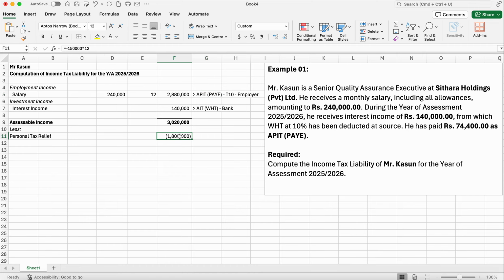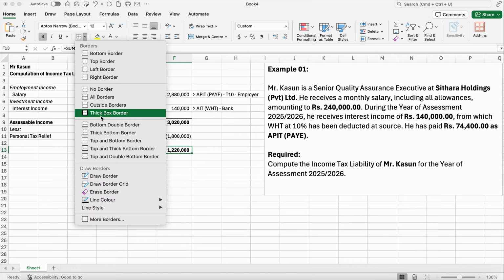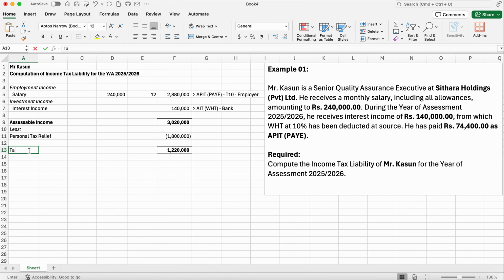After deducting the qualifying payment, the personal relief, we take the balance as taxable income. This is the amount you need to pay tax on. This is called taxable income. Once you calculate the taxable income, then you need to calculate the tax, so the tax calculation.